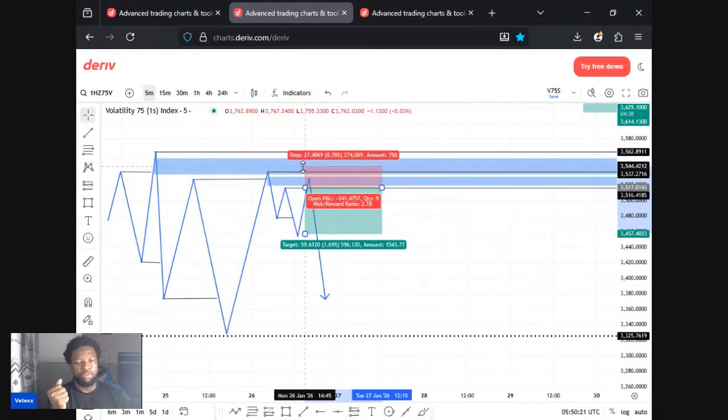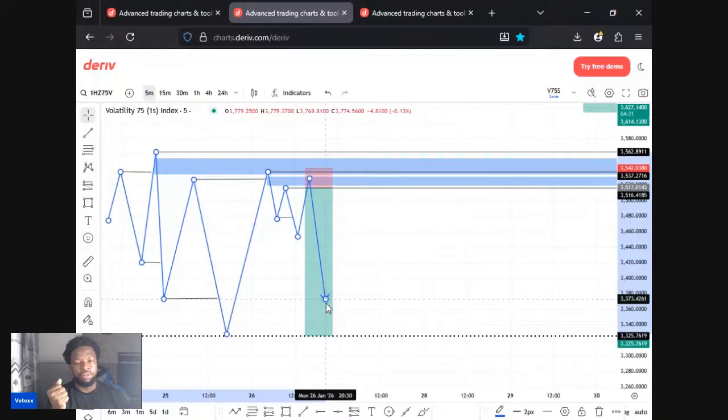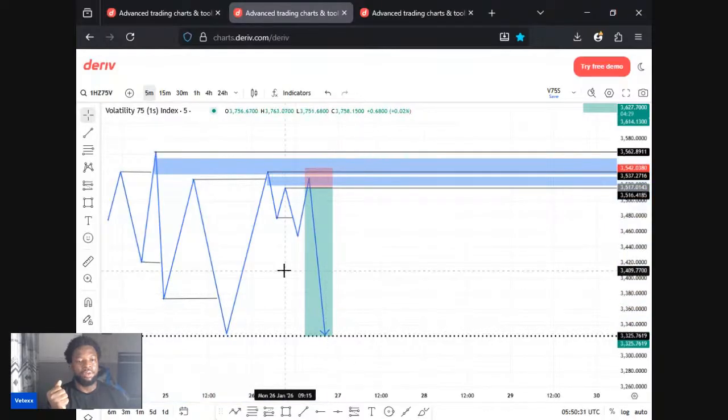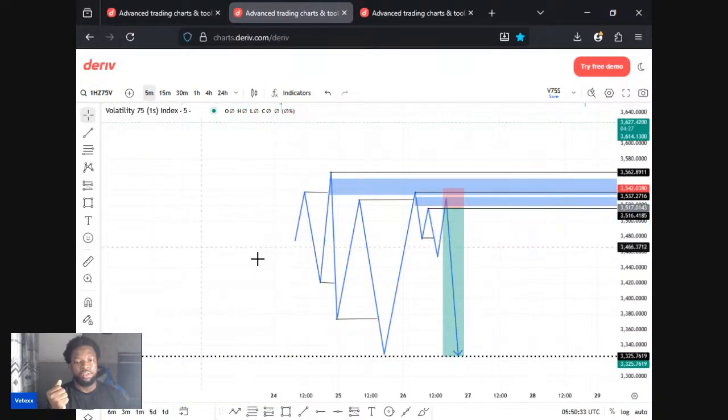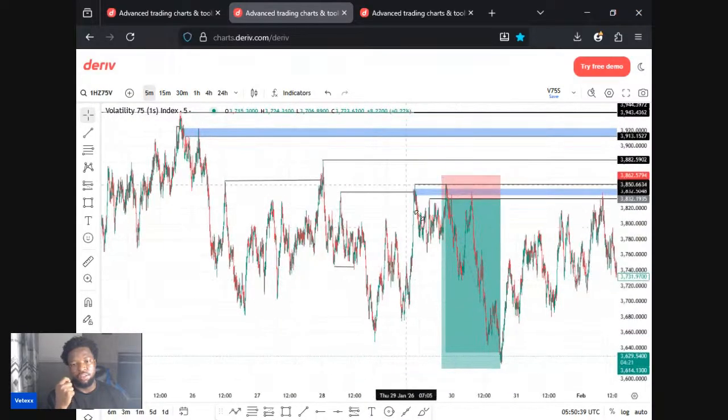So this is going to be my SL at this point. Then I'm going to be holding this trade here. All right, so this is basically what I just explained. Okay, this you see right here is what I just did. This is what I did here.